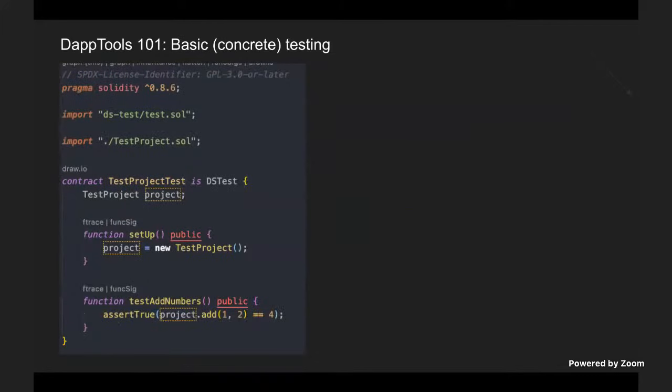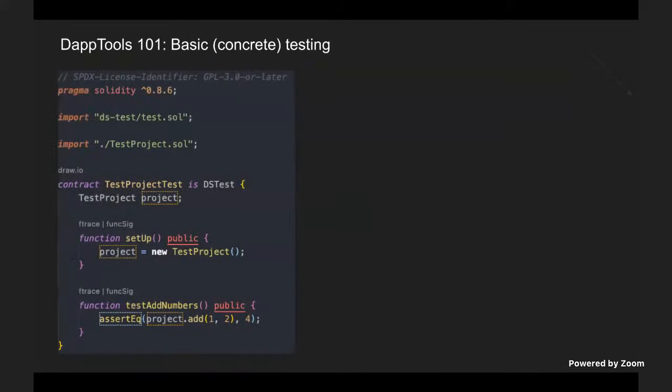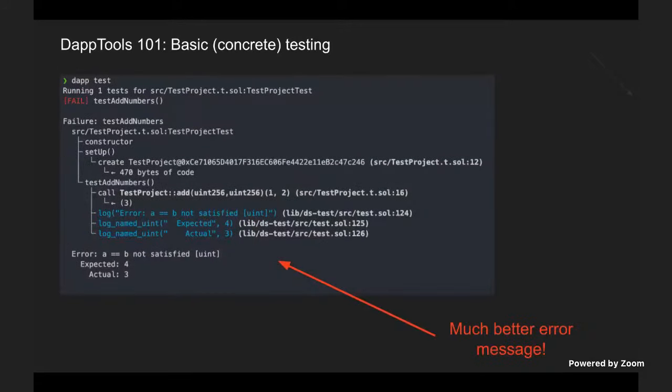So we can swap out our assert true for assert equals, where you just put the thing it should be equal to as the second argument. And now when we run our tests, we see this beautiful stack trace that shows us that the uints didn't match what we expected it to be and what it actually is.